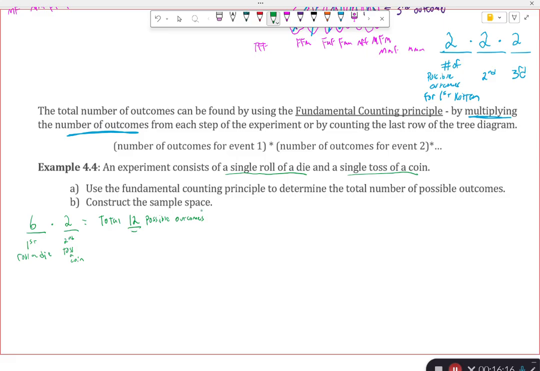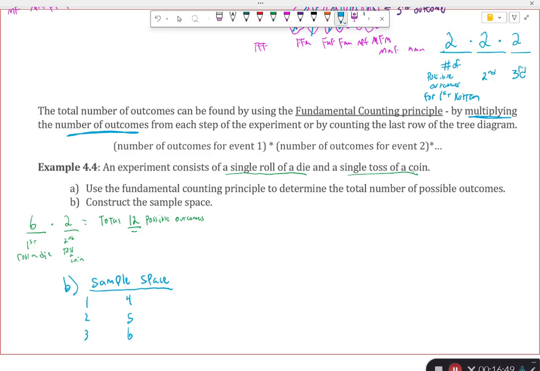Then part B says to construct the sample space. I'll construct the sample space without making a tree diagram. But then right at the end of the video, I will make a tree diagram just to help anyone that's having a little hard time with this. So rolling a die. Well, if we roll a die, we could get a 1 or a 2 or a 3 or a 4 or a 5 or a 6.